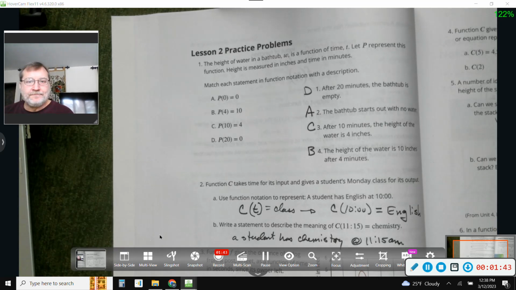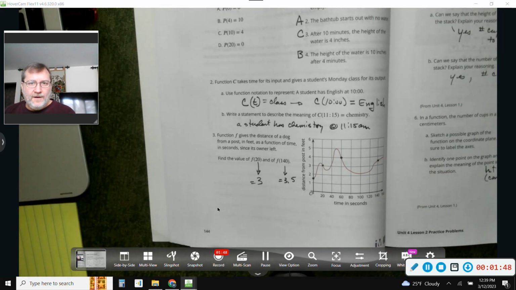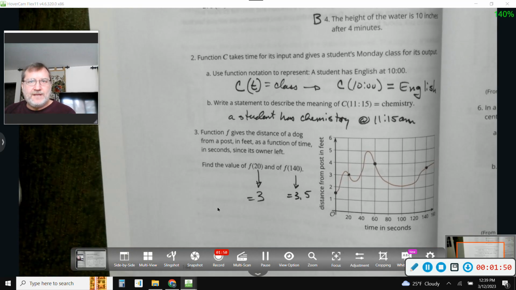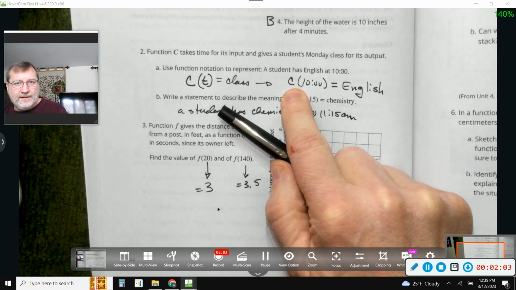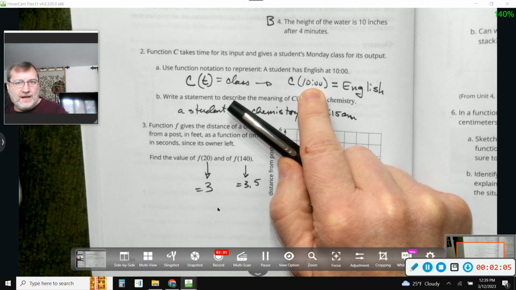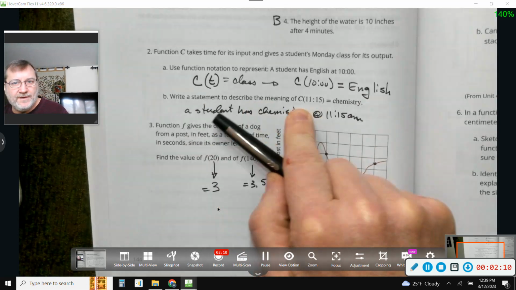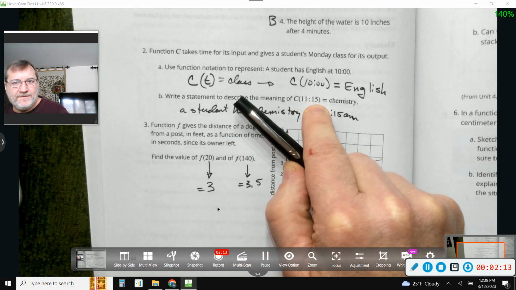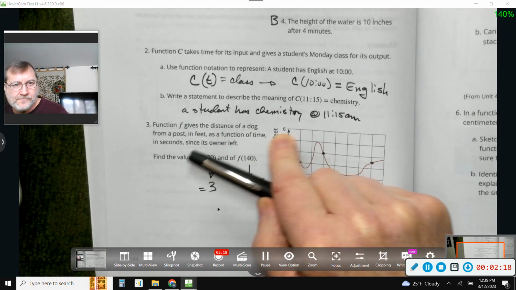All right. Number 2. Function C takes time as its input and gives a student's Monday class as output. So given a time, it tells you what class you should be at. All right. So if you put into the function C, 10 o'clock, it would equal English, for example. Write a statement that describes the meaning of C of 11:15 equals chemistry. It says a student has chemistry at 11:15 a.m.